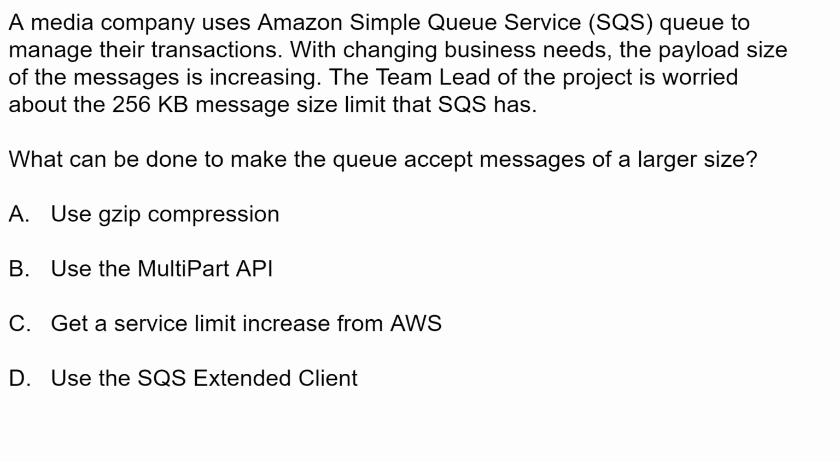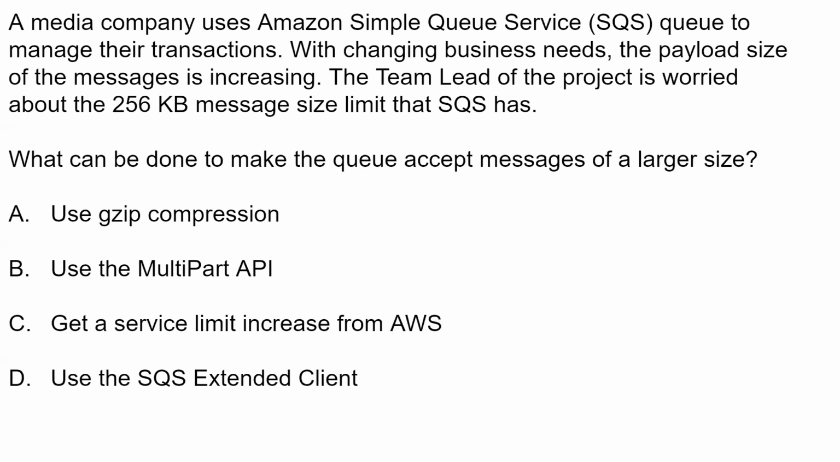Okay, a media company uses an Amazon SQS queue to manage their transactions. With changing business needs, the payload size of the messages is increasing. The team lead of the project is worried about the 256 kilobyte message size limit that SQS has. What can be done to make the queue accept messages of a larger size?